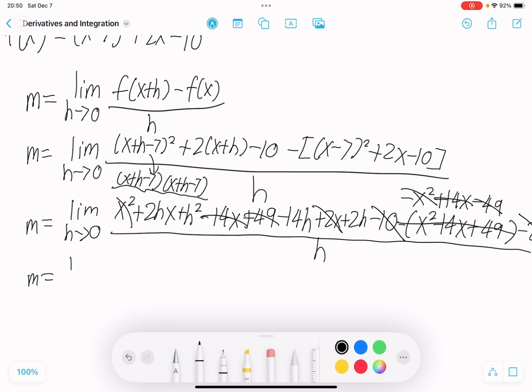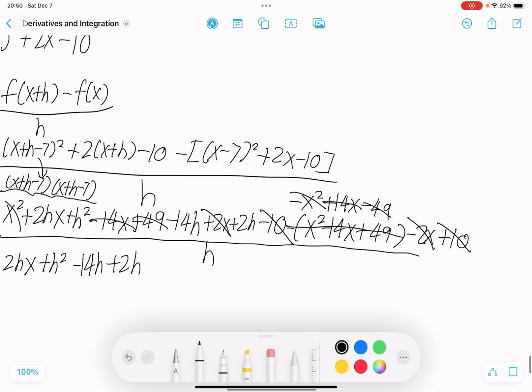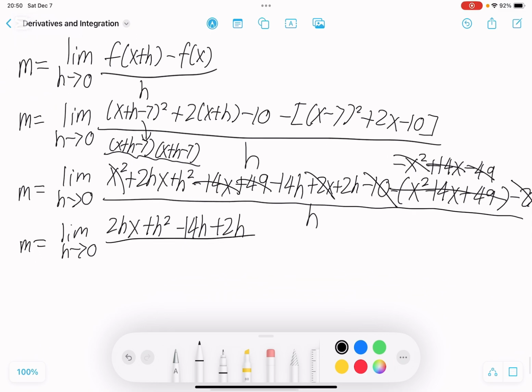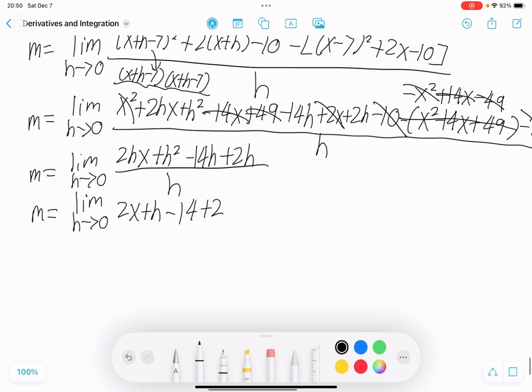So we continue to evaluate. We have 2hx plus h squared minus 14h plus 2h. Anything else? Nope, all canceled out over h. So now we can factor h out and cancel it, because we have it in the denominator. So that's just 2x plus h minus 14 plus 2, which is minus 12.